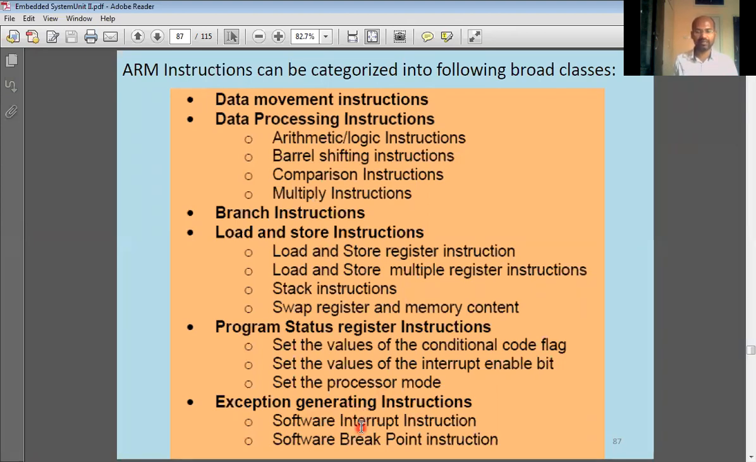Hardware interrupts are generated by the peripherals, whereas software interrupts are generated by instructions. Add, subtract are not interrupts. But by using certain instructions, we can generate interrupts. Those are called software interrupts, meaning the instructions which generate the interrupts are called software interrupts.